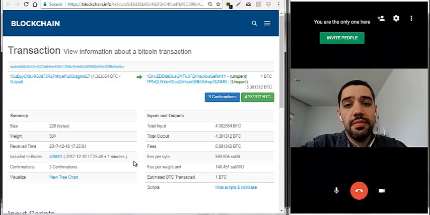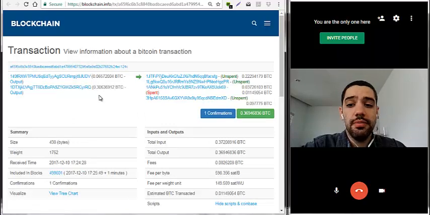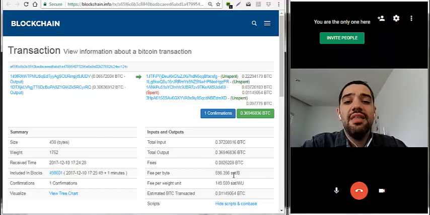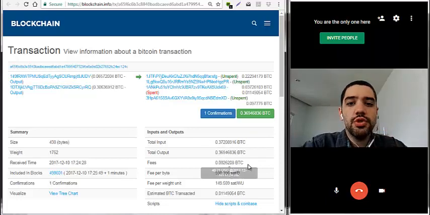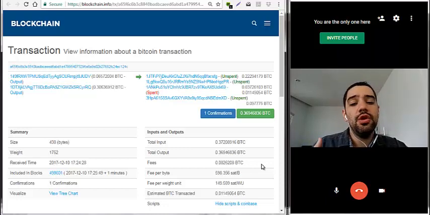Now, if we compare it to this other one, you'll see that we have now 2 inputs being used in order to send the requested amount. The size increased. Now it's not 226, it's 438 because we're using 2 inputs instead of just 1. And you'll notice that the sender paid about the same amount of satoshis per byte as the previous transaction, about 600. And it was also included just 1 minute after it was broadcast to the network. Now, because this transaction used 2 inputs instead of 1, the total fee is about twice as much, 2.6 millibitcoin, which was paid for the same satoshis per byte. So you can see how having a lot of small inputs can actually make you pay a higher fee when making a Bitcoin transaction.